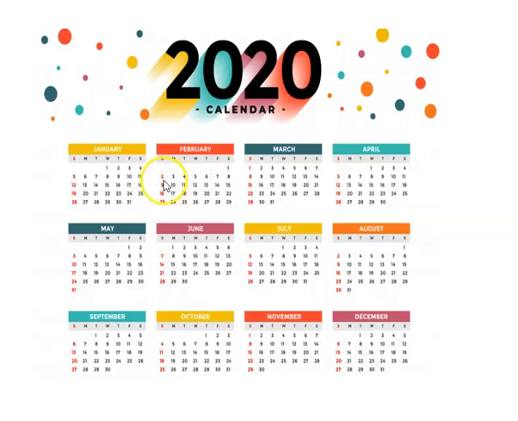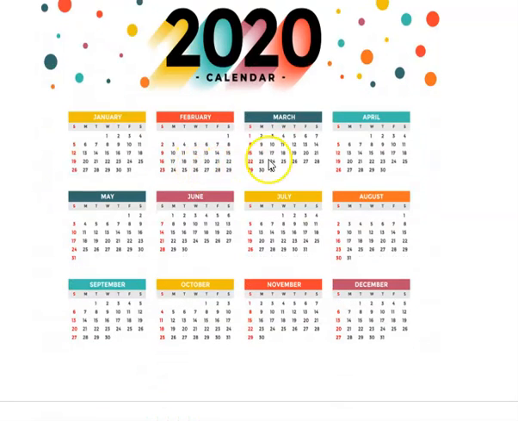Next is February month, which has 1, 2, 3, 4 Sundays. Next is March, 1, 2, 3, 4, 5 Sundays. So our question is 5 Sundays, so March has 5 Sundays. Then April, 1, 2, 3, 4 Sundays. May, 1, 2, 3, 4, 5 Sundays. So March, May, and then June has 4 Sundays.